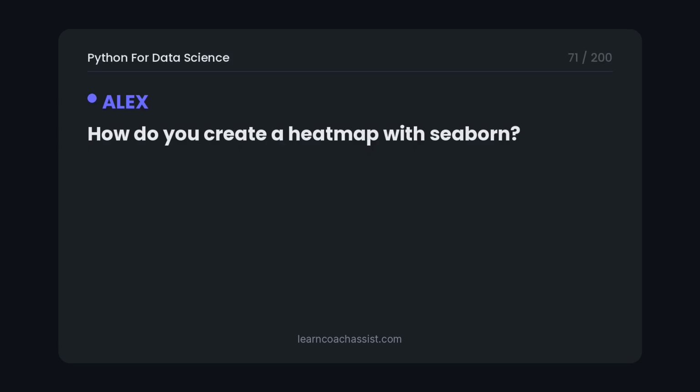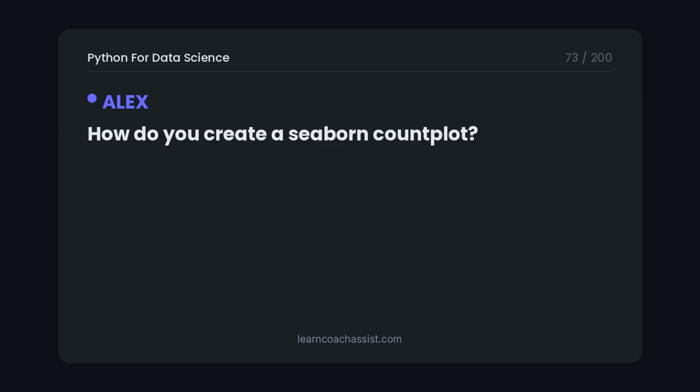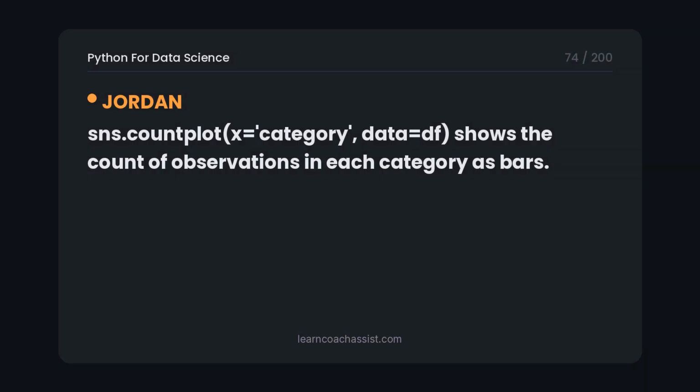How do you create a heat map with Seaborn? sns.heatmap(df.corr(), annot=True, cmap='coolwarm') displays a color-coded correlation matrix. How do you create a Seaborn count plot? sns.countplot(x='category', data=df) shows the count of observations in each category as bars.